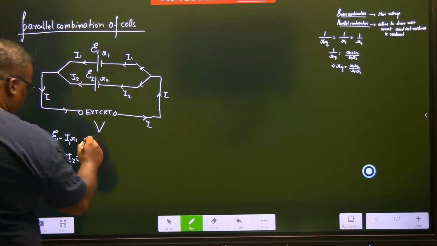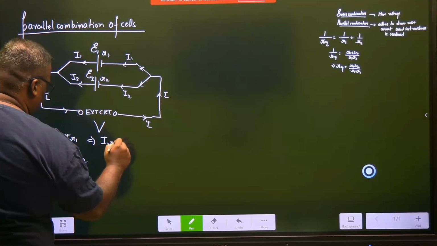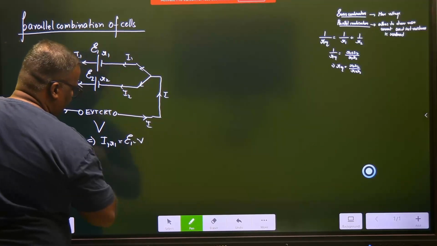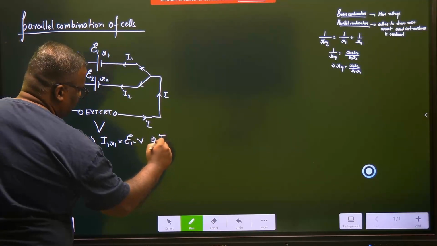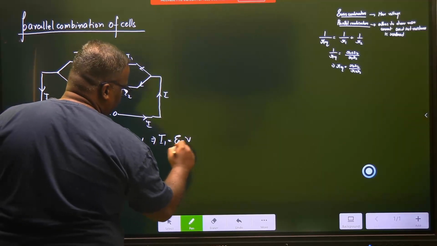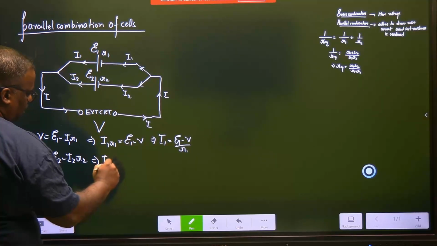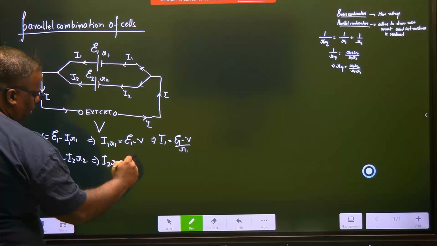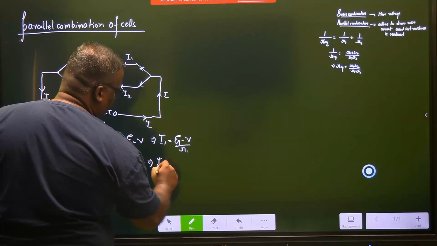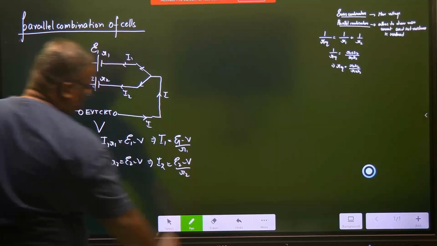From this particular equation, if I want to separate I1 R1, I get it as E1 minus V. And further, if I want to separate only I1, I get E1 minus V divided by R1. Similarly, from this I'll get I2 R2 should be equal to E2 minus V, and if I separate I2, I get it as E2 minus V divided by R2. I hope this is clear.